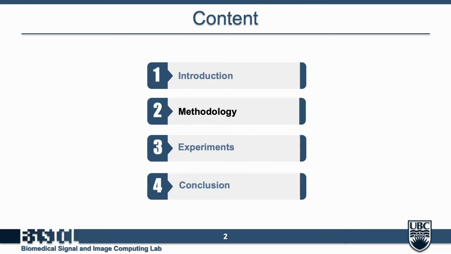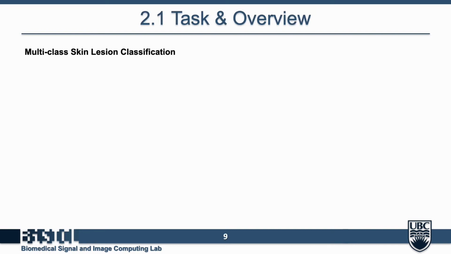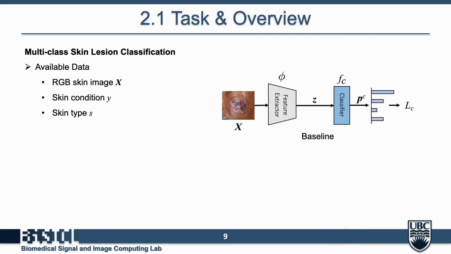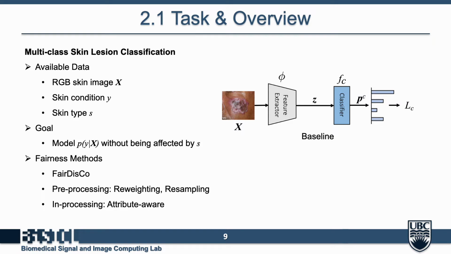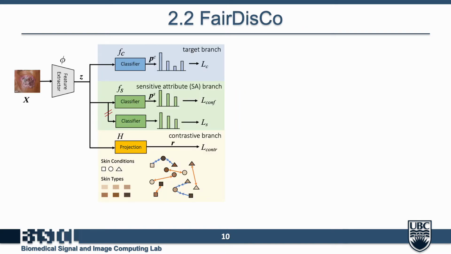The next is the methodology part. In the multi-class skin lesion classification task, the model is required to output a skin condition prediction based on an RGB skin image. And our goal is to model the likelihood without being affected by the skin type. We will introduce the proposed FairDisCo and 3 simple but widely used fairness approaches: reweighting, resampling, and attribute-aware.